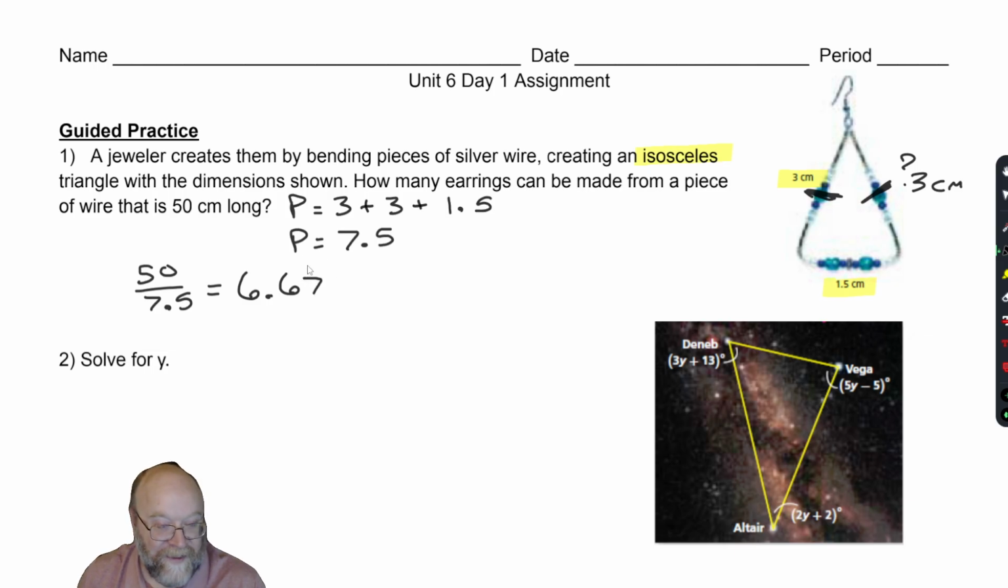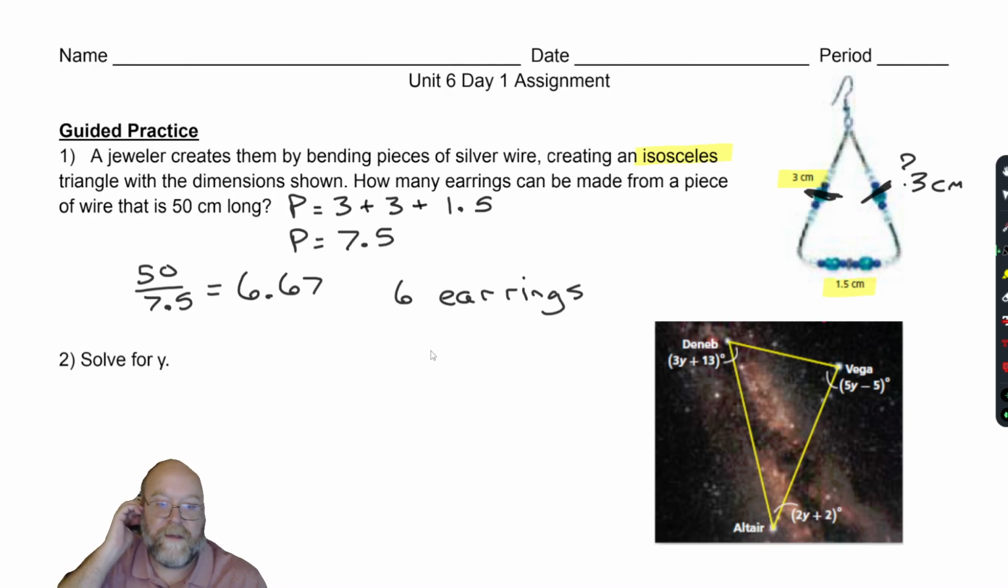Isn't that funny? And then that'll give you, well, obviously I can't make 2/3 of an earring and sell it. I'll probably sell it to one of you, but that would be rude. So it's going to be 6 earrings. 6, 7, somewhere in that area. Oh my gosh, it's so funny to me.